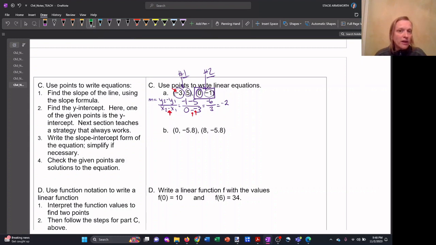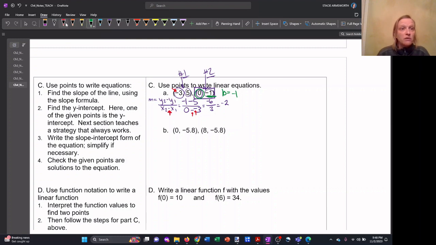How do I know this is the y-intercept? Because the x value is 0. The x value is 0. So my y-intercept, my b value, is -1, because that's where x is 0, y is -1.